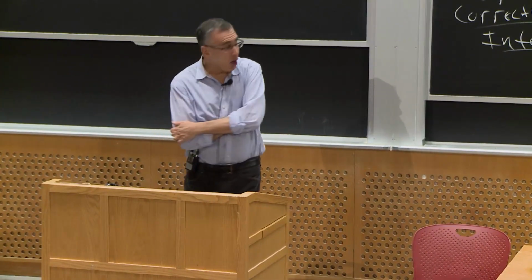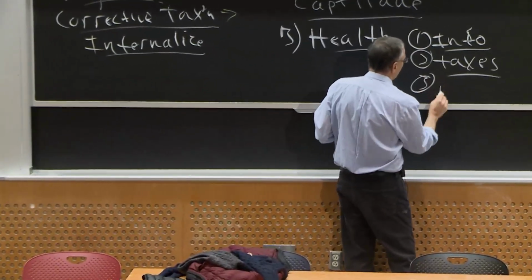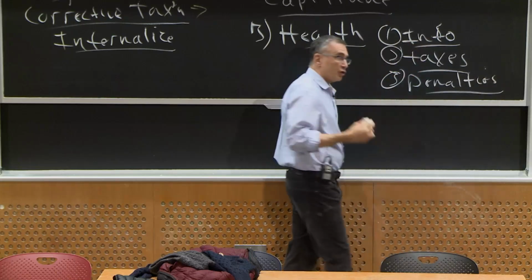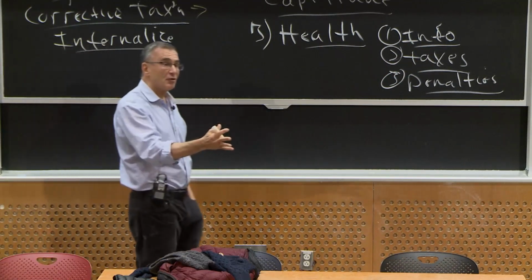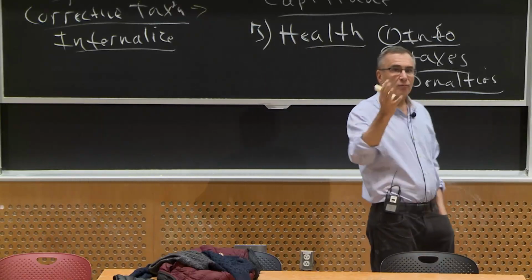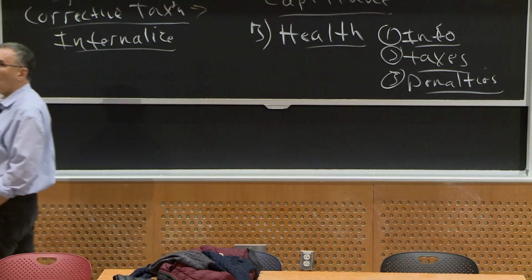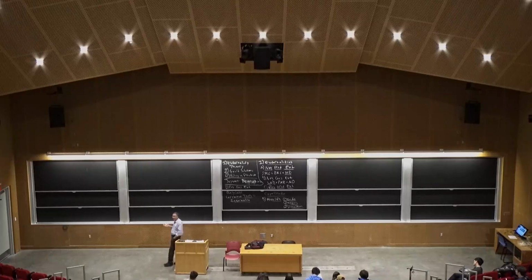A third solution we can do is penalties. For example, losing your license if you drive drunk. That's great because that targets the people who are causing the externality. If you guys drink a little and you're fine, you're not causing the externality. So this targets the person causing the externality. The problem is, it doesn't really help.